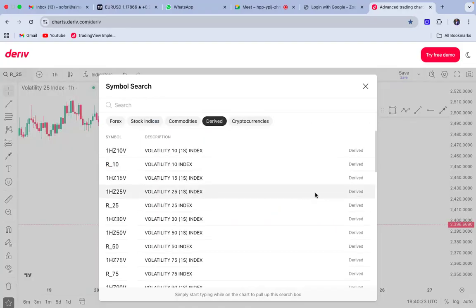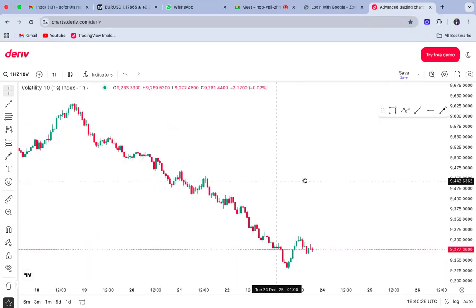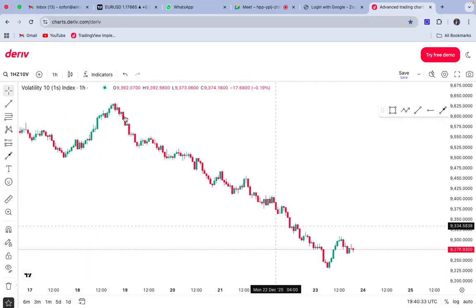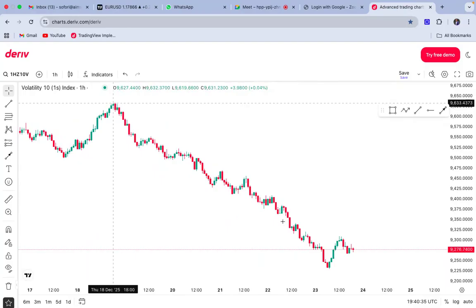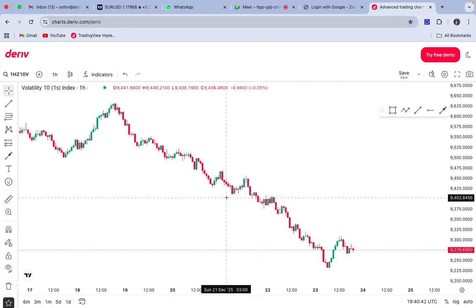Let's see another. Okay. So this is also a downtrend. We can see it is moving from a higher region into a lower region. So this is a downtrend, and you can see the up and down movement.